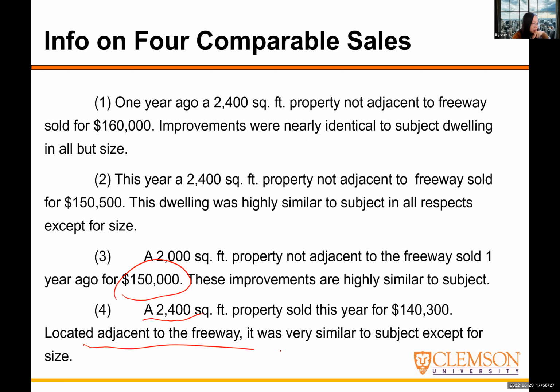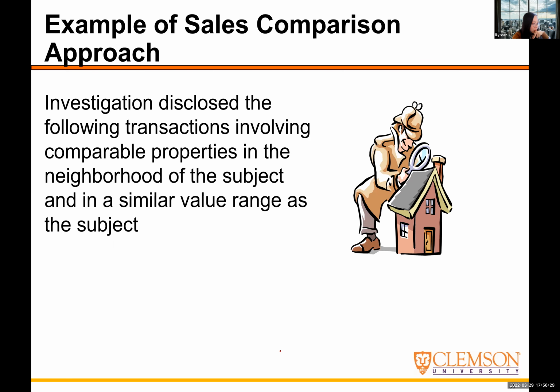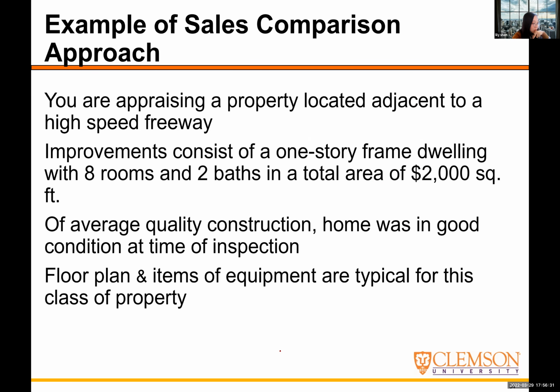Okay, back to the subject. You have an improvement: a 1-story frame dwelling, with a number of rooms and bathrooms. You don't need to adjust for the number of rooms and bathrooms because we're assuming that you selected comparables with the same number of bedrooms and bathrooms. And we know that the subject is 2,000 square feet.